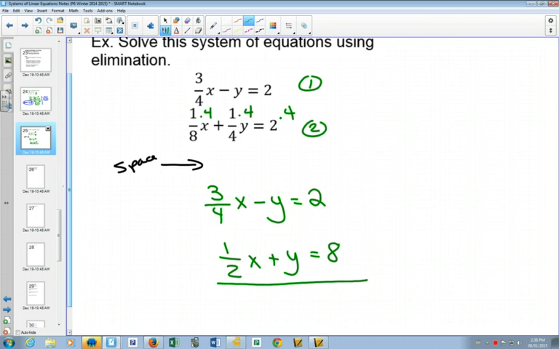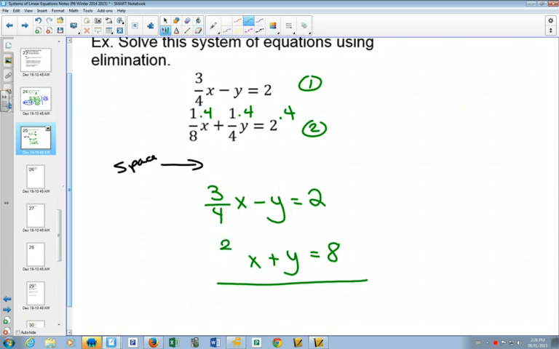Can you see that we now have coefficients in front of y that are the same number? They're both 1s, but one is positive and one is negative. So now we can add. But if I was going to add 3/4 plus 1/2, I'm adding fractions. How do I add fractions? I would need common denominator. What could I change 1/2 to?